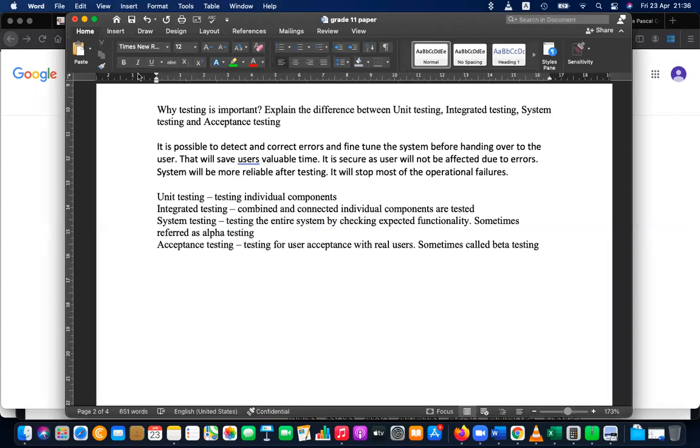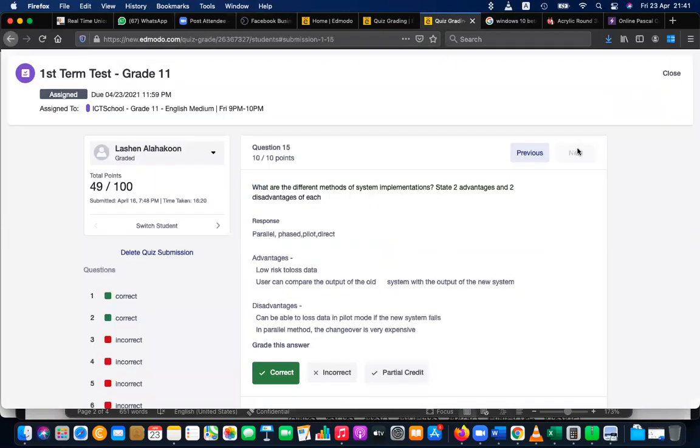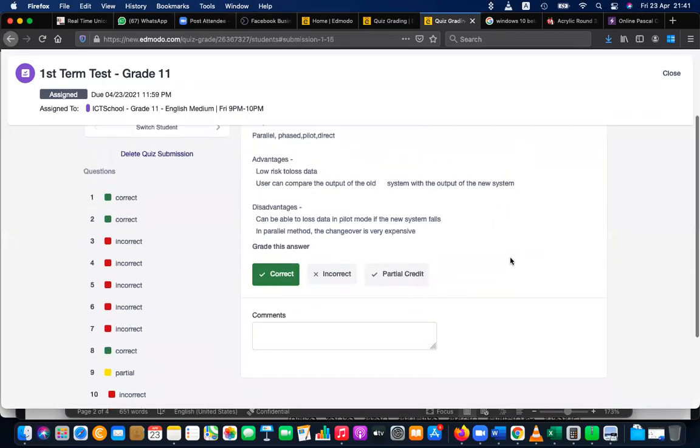Okay, you can copy the note quickly. Just copy the note. Okay, let's move to the next question, question number 15, the last one. Yeah, it's the last one.